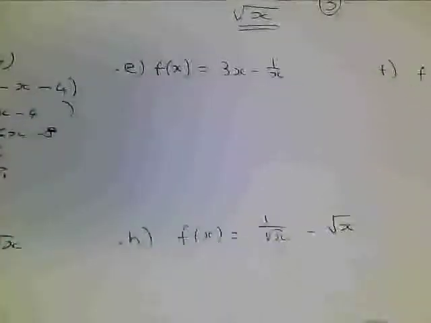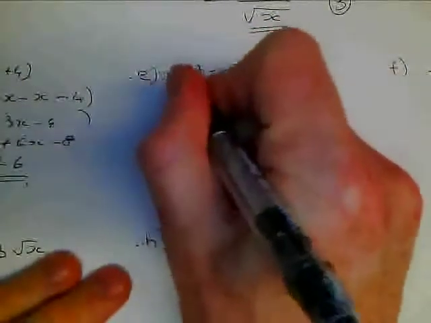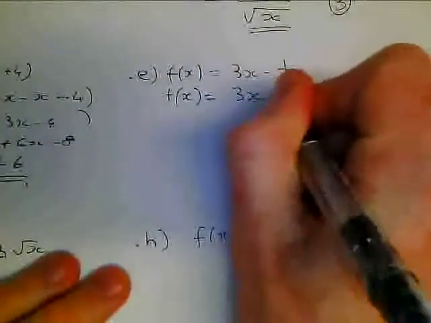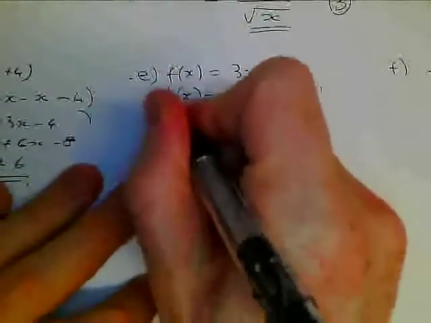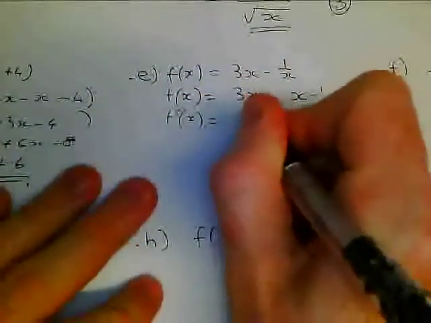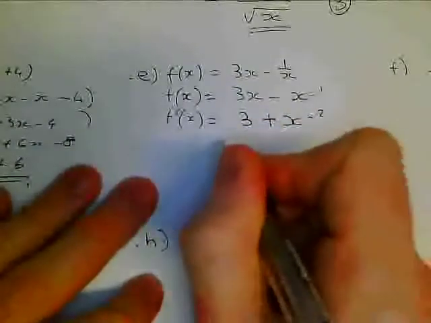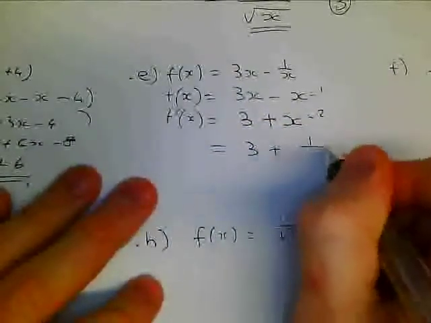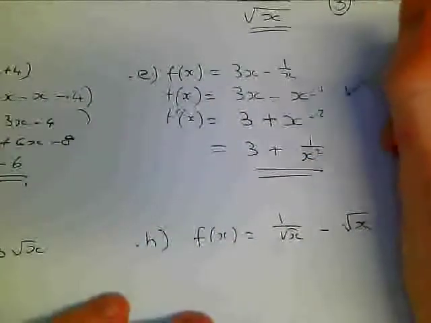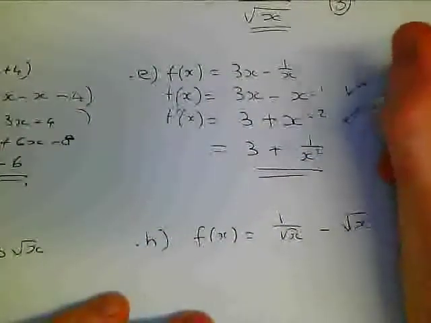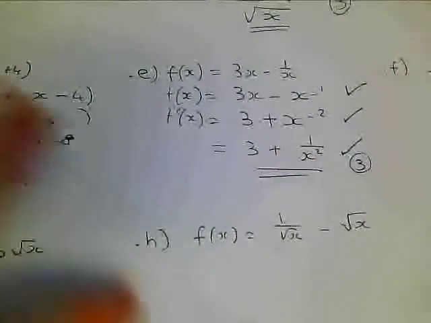The next one, E. Here we go. It needs prepared slightly. 3x minus x to the minus 1. Bring that x up. Now let's differentiate it. f dash x is equal to 3, as that goes, plus x to the minus 2. Now a little bit of tidying gives us 3 plus 1 over x squared. Where the marks for here, 1 for the preparing, 1 for the correct differentiation, and 1 for the tidying at the end. 3 marks again.